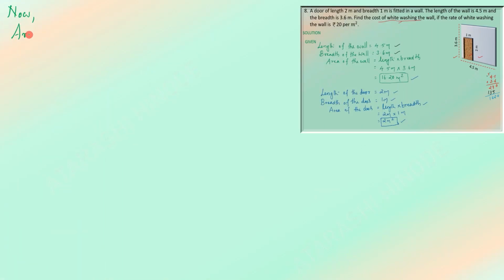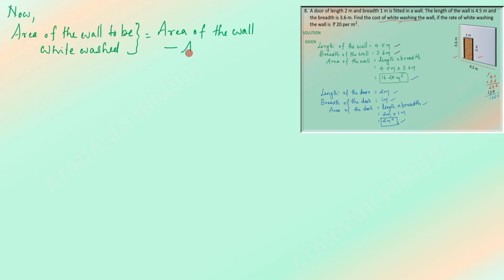Now, area of the wall to be whitewashed equal to area of the wall minus area of the door, that is equal to area of the wall, that is here 16.20, that is 16.20 meter square minus area of the door is 2 meter square.